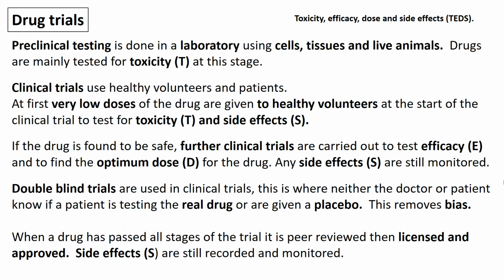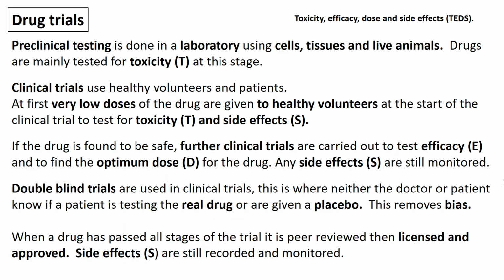Clinical trials, though, is when you use healthy volunteers and patients, so they are people with the disease you're trying to make a drug for. And these stages, the clinical trials, are all used at very low doses of the drug, first of all, to give healthy volunteers. And that's the very start of a clinical trial. You're looking for toxicity and side effects at that stage. If the drug at that stage passes and is found to be safe, you will do further clinical trials to test the efficacy and find the optimum dose for the drug. And you would do those on the patients with the disease. So you would start to look at how well does that work in patients with the disease. You're still monitoring side effects at that stage as well.